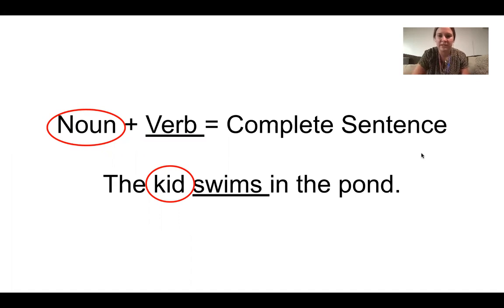Remember, the verb is an action word. It tells us what the noun is doing. So in this example, the kid swims in the pond. Kid is a person, so it is the noun. And what the kid is doing is swimming, so swims is the verb.